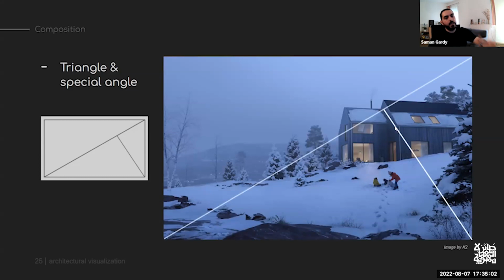Or again, here in this visualization, if you divide the image into two parts, and then you draw another line from this corner up to the perpendicular to that line, and you place your architecture or your hero around here, and inside this triangle, you will put the story, what's happening inside this image, which shows the story and the program of the image.